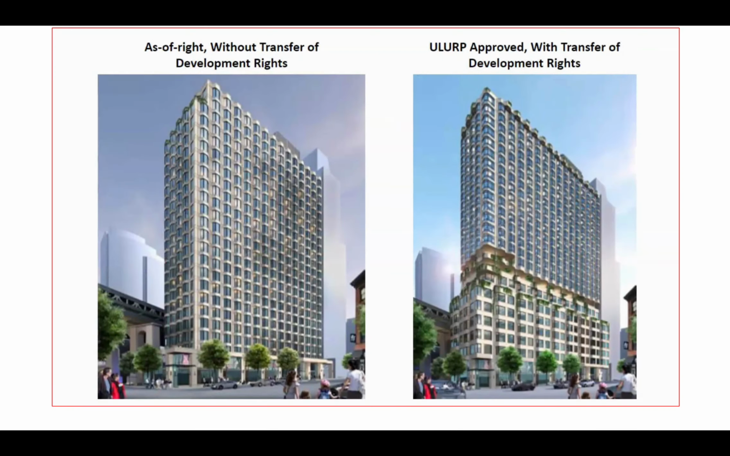This is an image circulated by the Rabsky group showing the as-of-right development on the left and the ULURP approved development on the right. For simplicity, we're going to call the as-of-right development "as-of-right" and the ULURP approved development, with the transfer of air rights, just "ULURP."